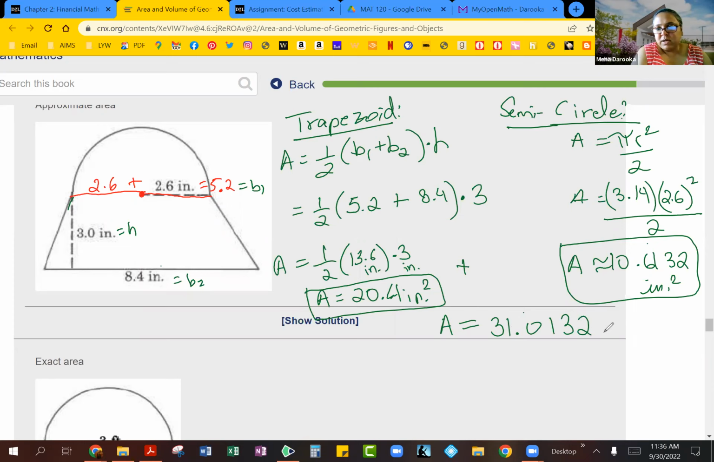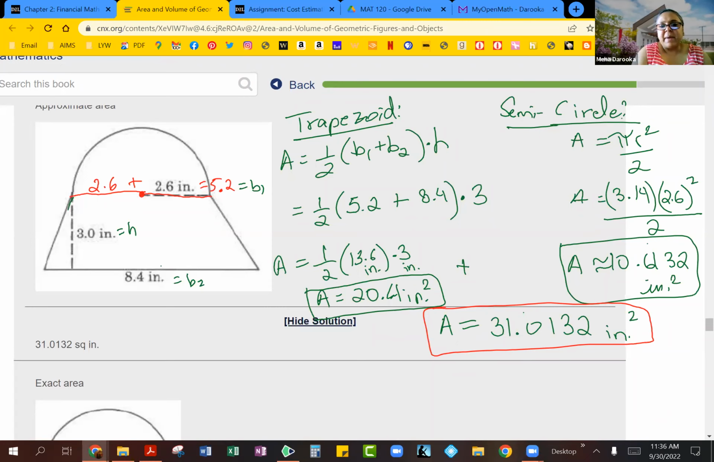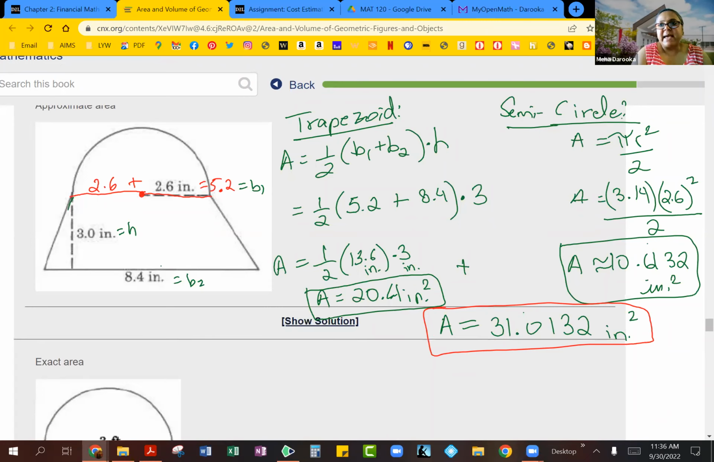31.0132 square inches. So I'm kind of glad that Terry first started out thinking about it: we do have two triangles and we can break it down into a rectangle in the middle. But as we started breaking this down, we realized we don't have enough information to really get the measurement on the triangle.